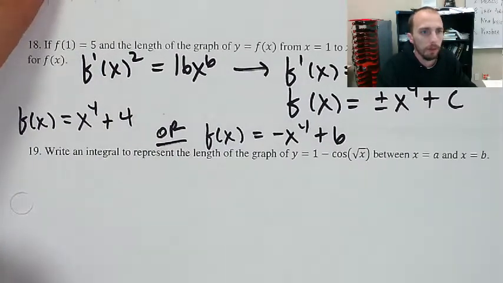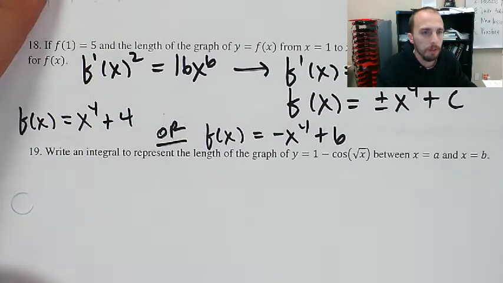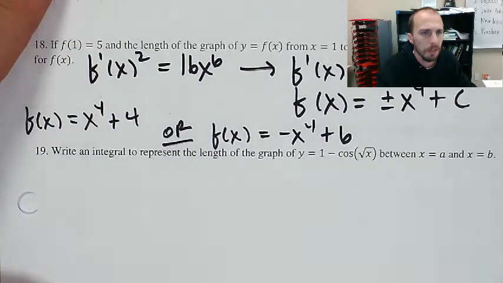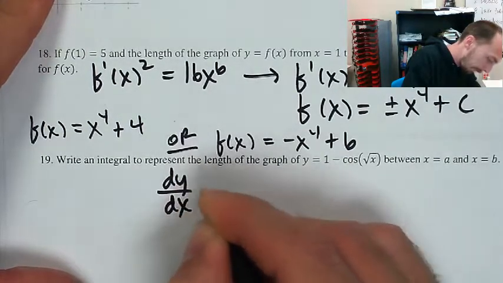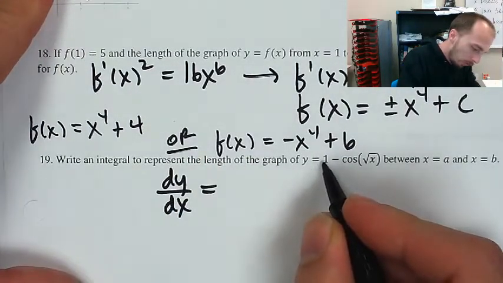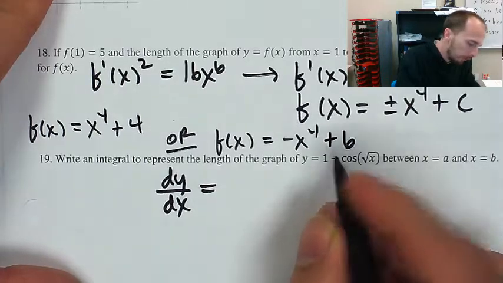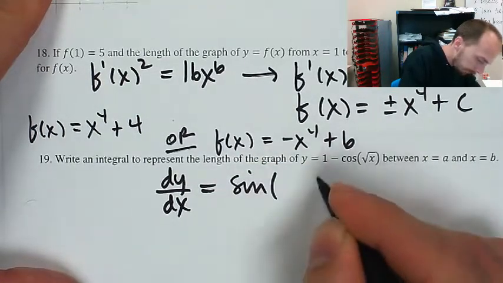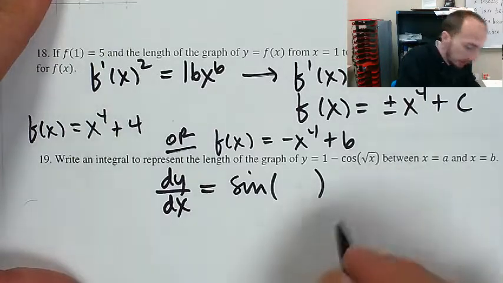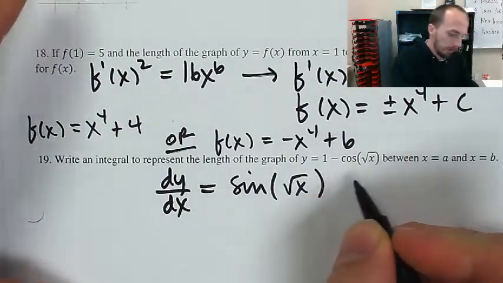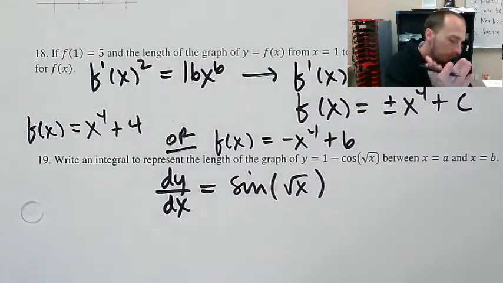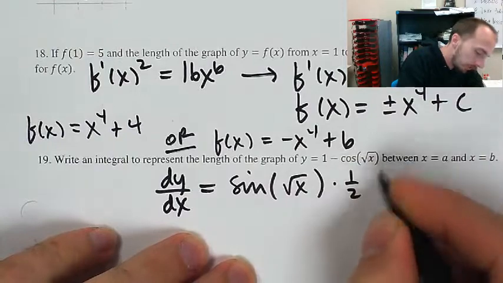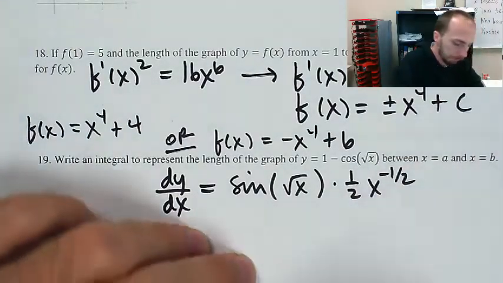Okay, write an integral to represent the length of the graph between x equals a and x equals b. Let me do dy/dx. Derivative of 1 is 0. The derivative of minus cosine is positive sine. Leave the inside the same, right? And multiply by the derivative of the inside. The derivative of the inside is the derivative of x to the 1/2 with respect to x, which is 1/2 x to the negative 1/2.